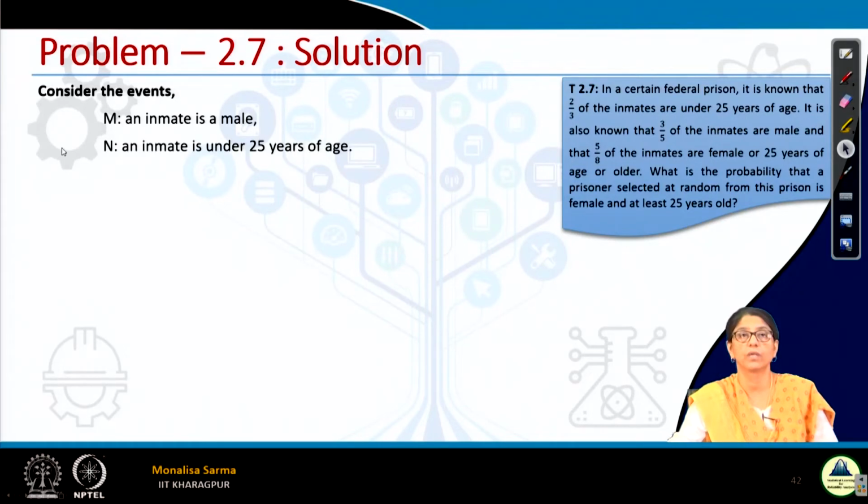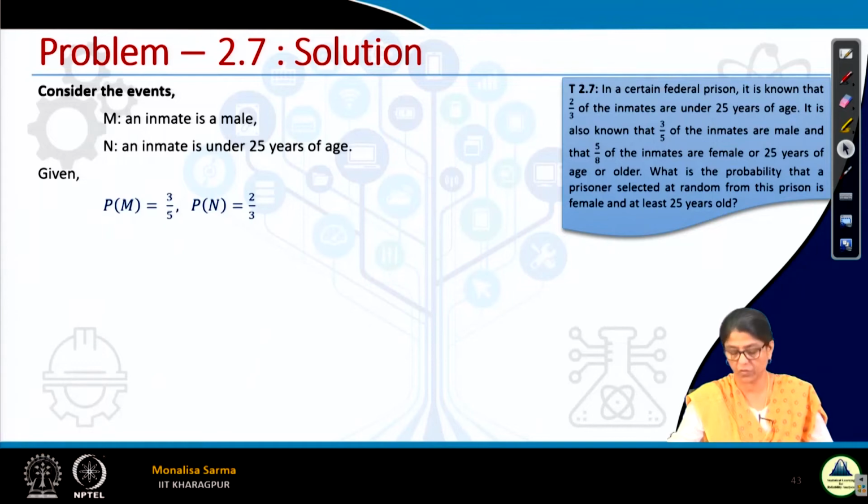First, we will write that an inmate is male and an inmate is under 25 years of age. That is the first information that we had, and male was 3/5 and N was 2/3. Then we had one more piece of information: 5/8 of the inmates are female or 25 years of age. So, what is that?